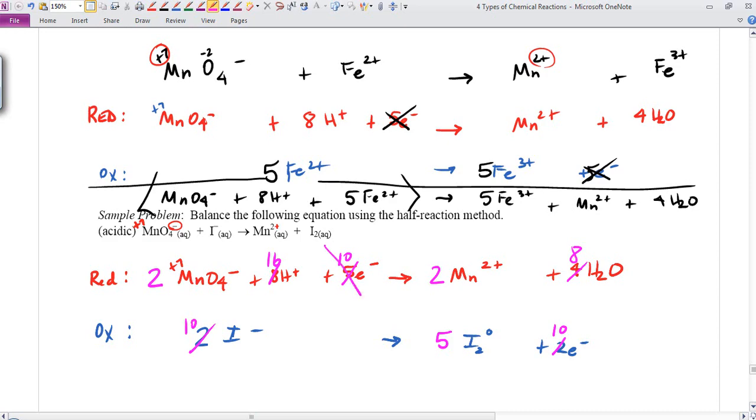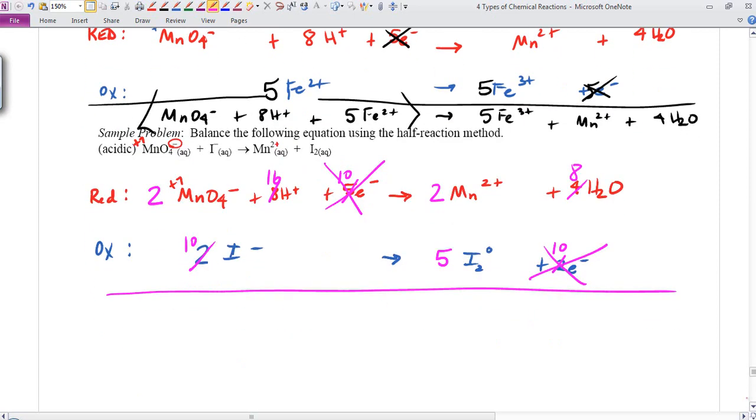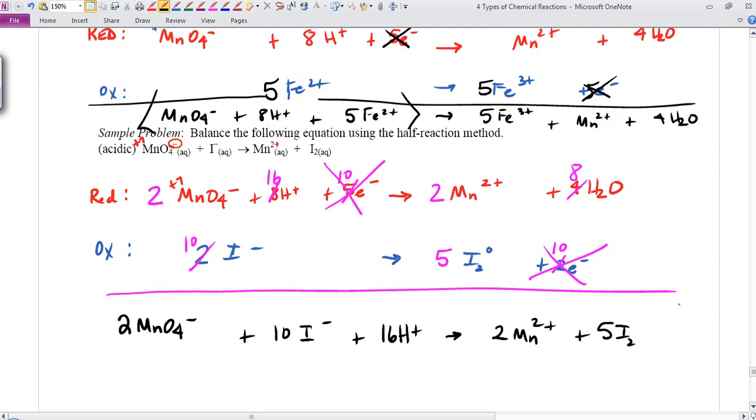Because the whole point was to be able to do this and cross off those excess electrons and add everything else up and reduce to lowest terms if necessary. So when we do that, let's collect all this stuff and see what we got. 2 MnO4 minus plus 10 I minus plus 16 H plus yields 2 Mn2 plus, 5 I2, plus 8 H2O. Did I get everything? I believe I did.